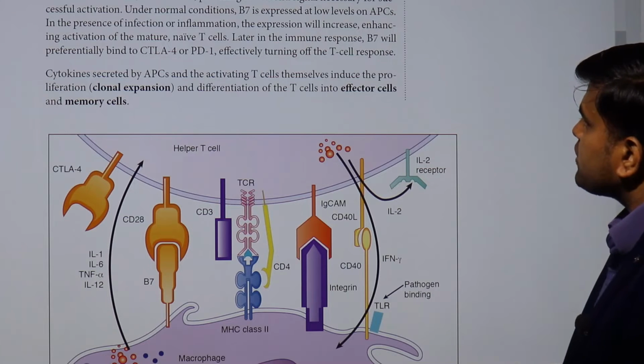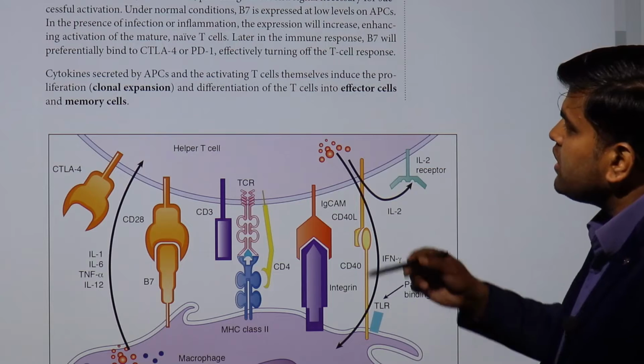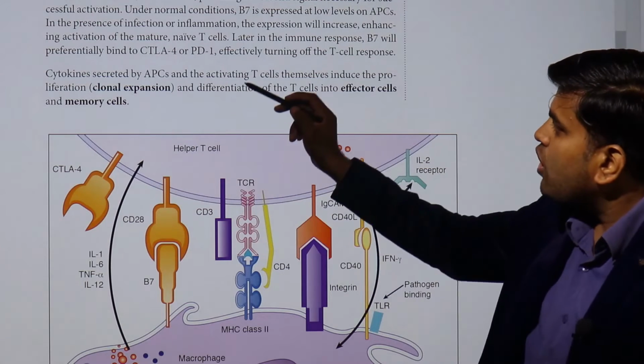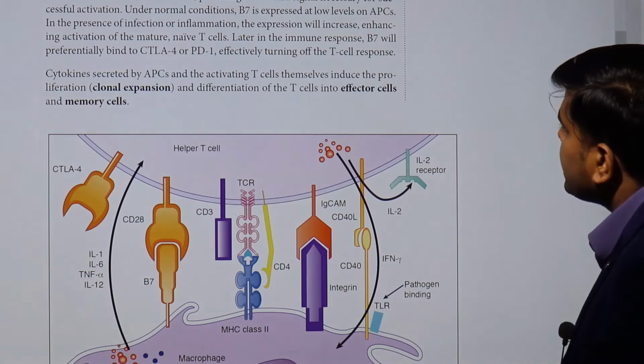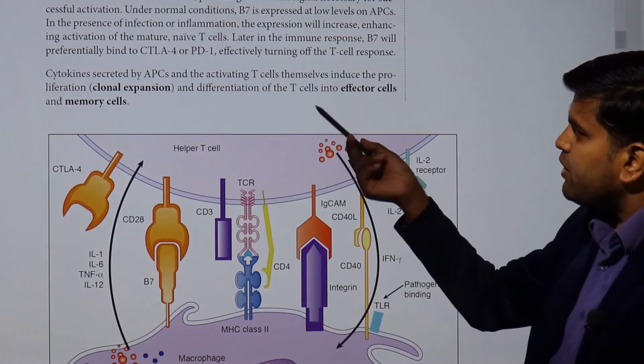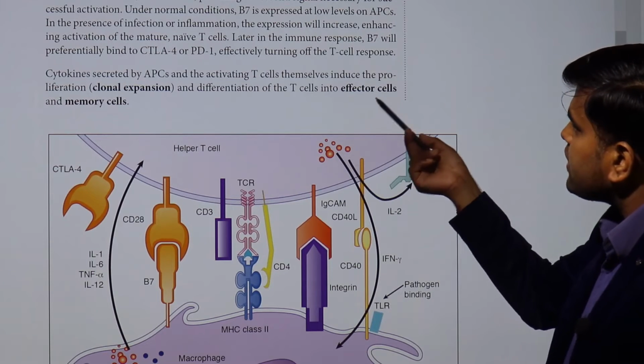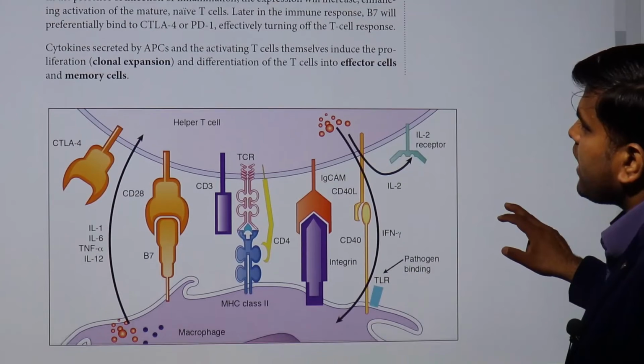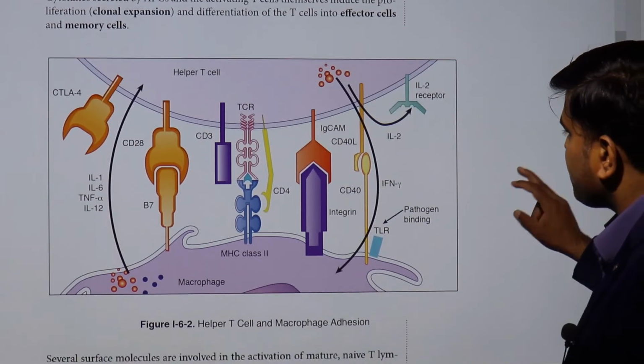Later in the immunological response, B7 will bind preferentially to CTLA4 or PD1, effectively turning off the T cell response. The cytokines secreted by the APC and the activating T cell themselves induce the proliferation and differentiation of the T cell into effector and memory cells.